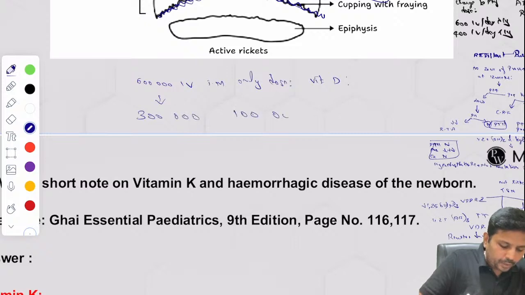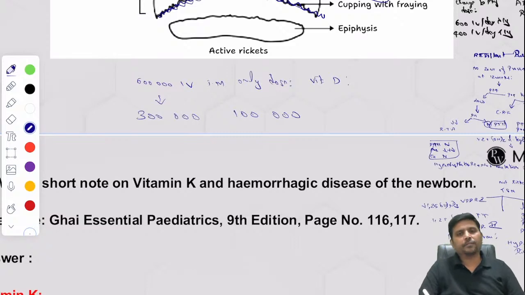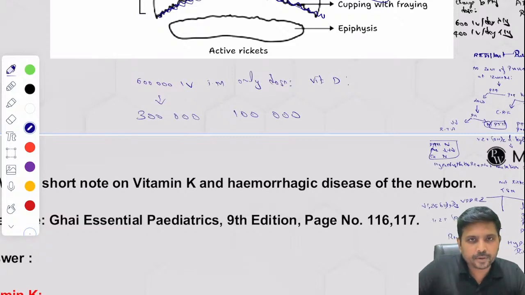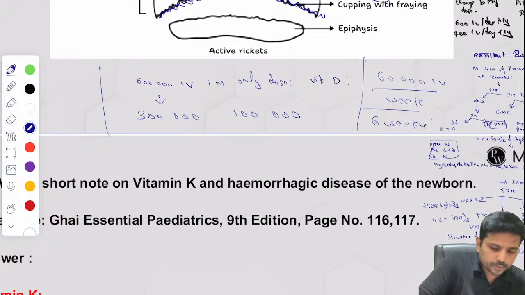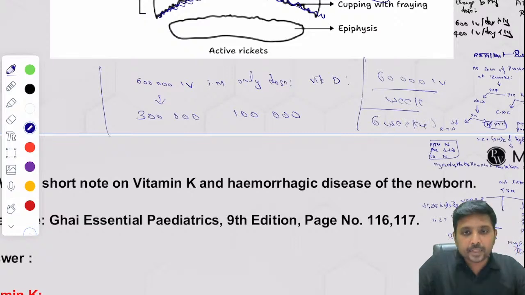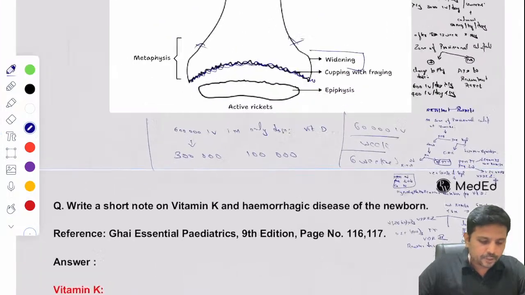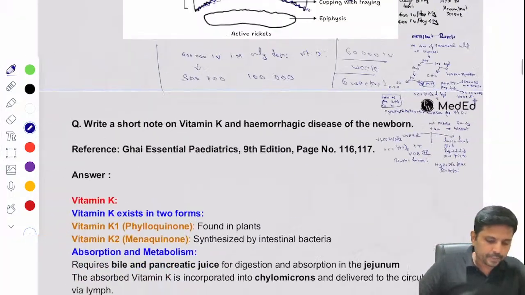Later it is changed to 1 lakh international units. But majority of us right now are using only a daily regimen with 2000 international units. One more regimen is using 60,000 international units per week for about 6 weeks. This is another vitamin D deficiency management.